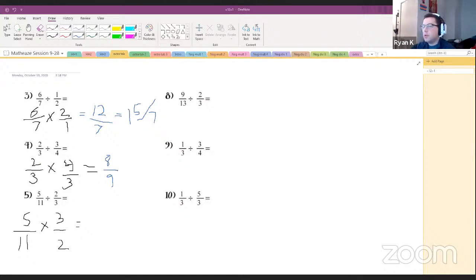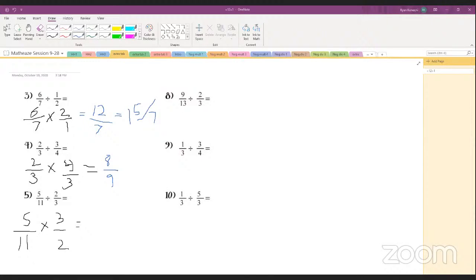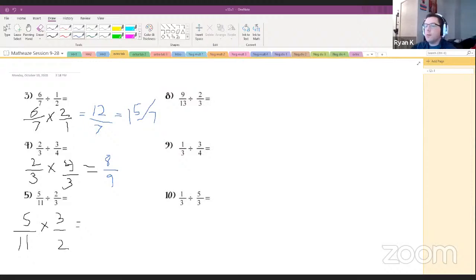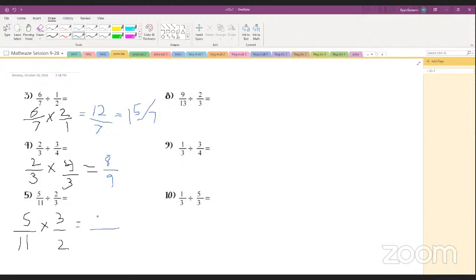What's our numerator and our denominator on this one? What's our numerator, our top portion, the 5 times 3? What goes on the top here? 15. And then on the bottom? 22.